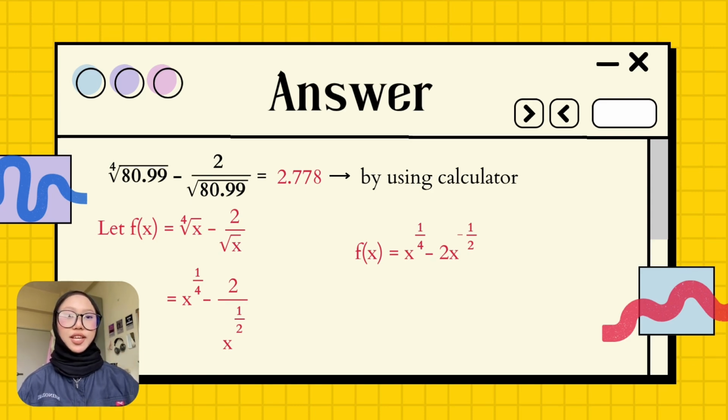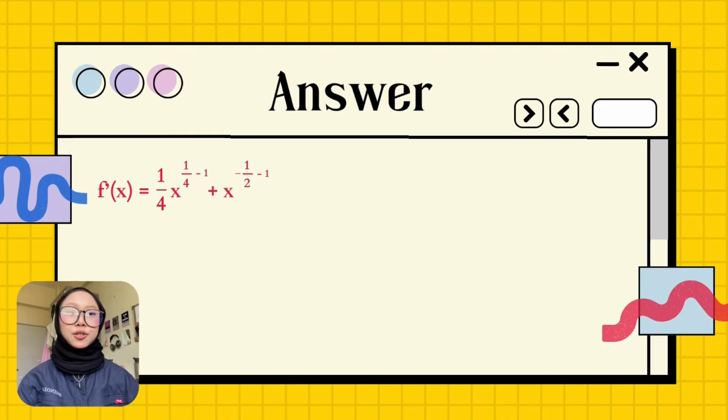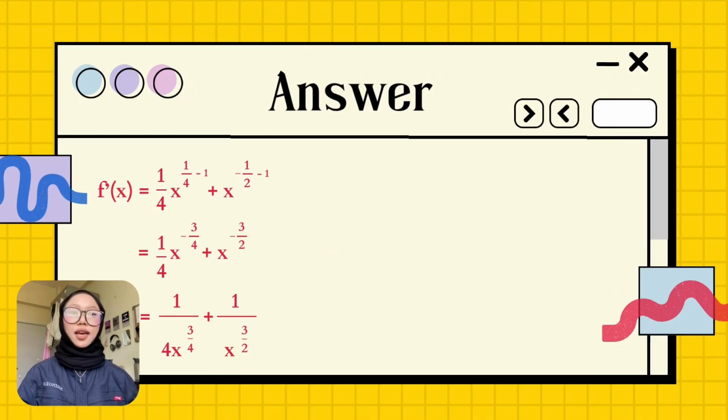Then we solve the equation and we will get f(x) as x to the power of 1 over 4 minus 2x to the power of negative 1 over 2. After that, we need to find f prime of x. In order to find f prime of x, we differentiate from the previous slide, so that we get f prime of x as 1 over 4x to the power of 3 over 4 plus 1 over x to the power of 3 over 2.